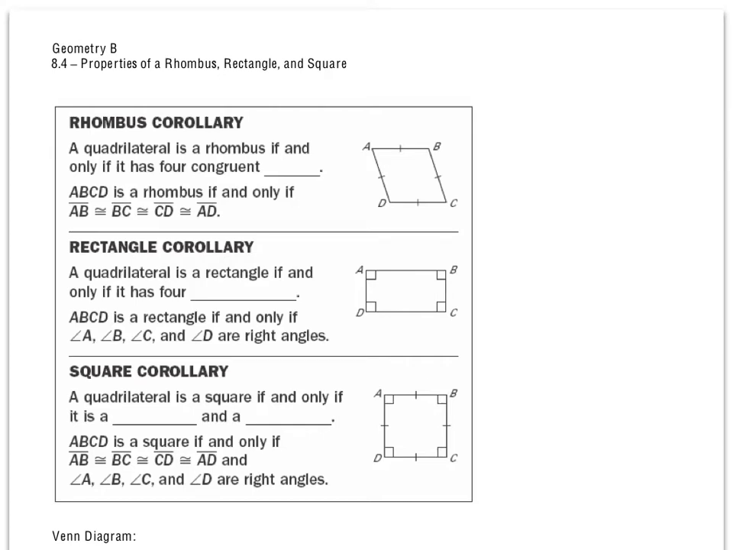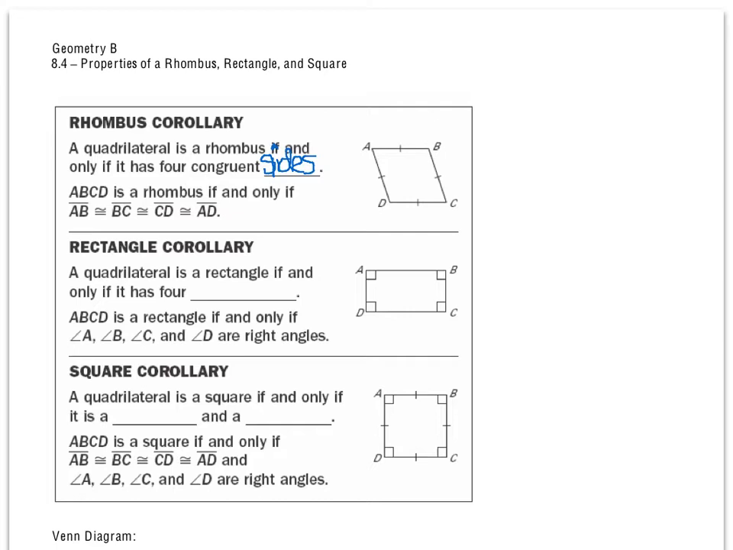Class, this is lesson 8.4, and in this lesson we're going to study the properties of a rhombus, rectangles, and squares. So first of all, we're going to start with our rhombus corollary. It says a quadrilateral is a rhombus if and only if it has 4 congruent sides. So to be a rhombus, all 4 of our sides must be congruent.